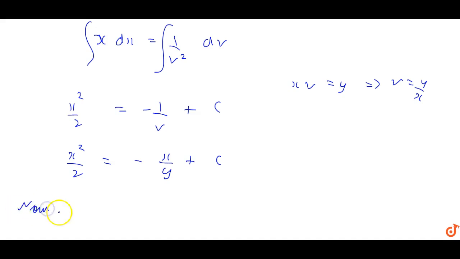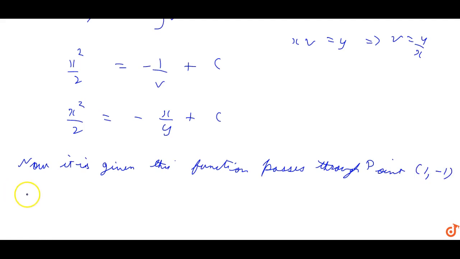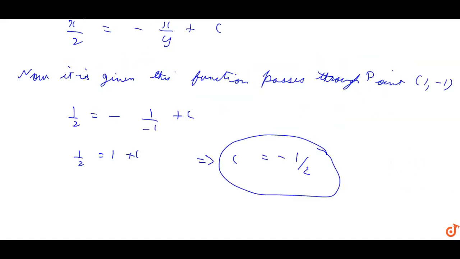Now it is given that this function passes through the point (1, -1). So if we substitute, we get 1/2 = -1 × -1 + c, that is 1/2 = 1 + c, this implies c is minus half. So the equation we have is x²/2 = -x/y - 1/2.